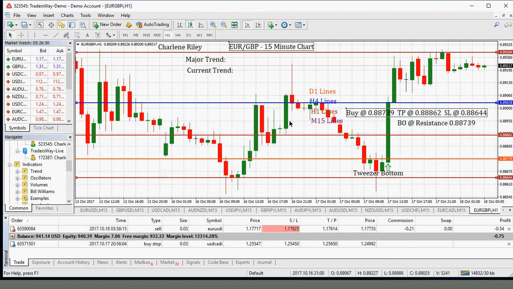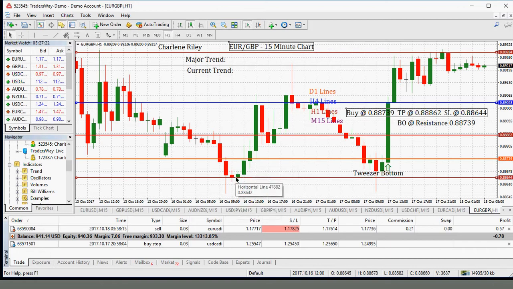Let's see what else we got. What else is on this chart? All right, so you have a downtrend coming, and then you have a tweezer bottom here or a morning star here. So you could enter into a trade here, and that would also be a buy.